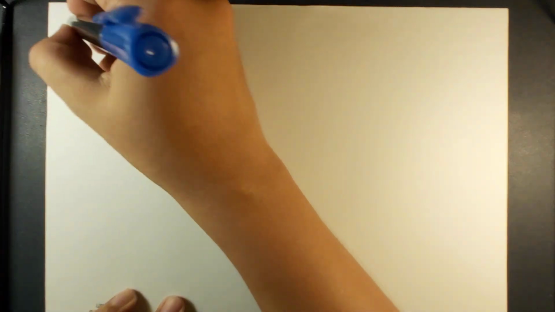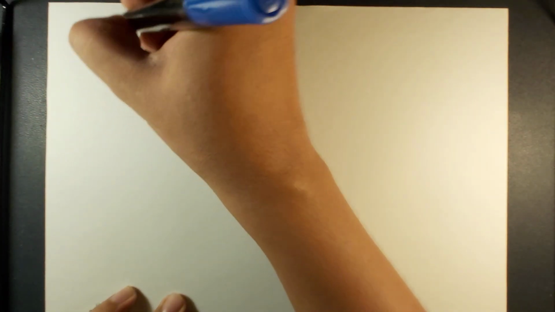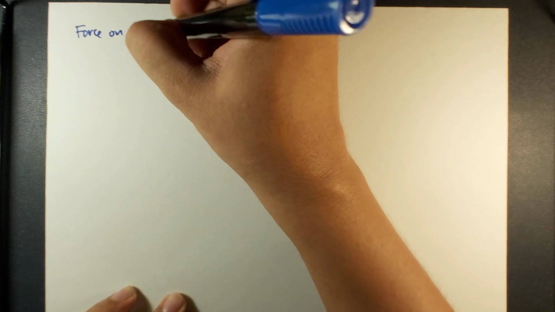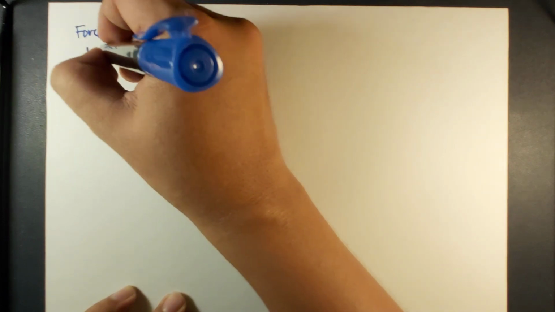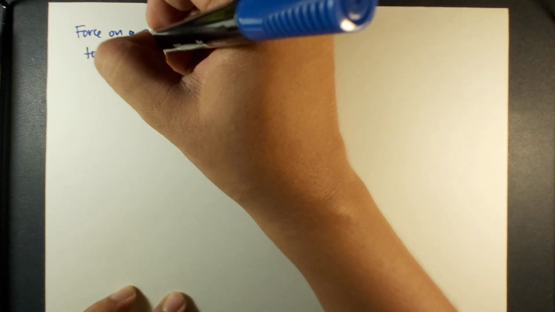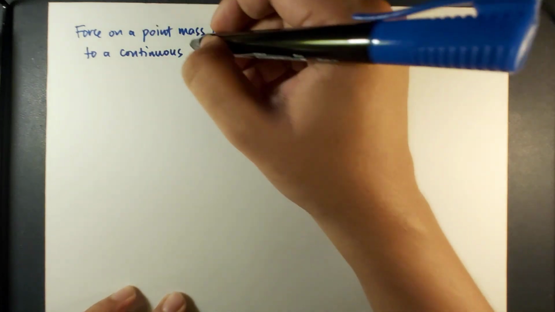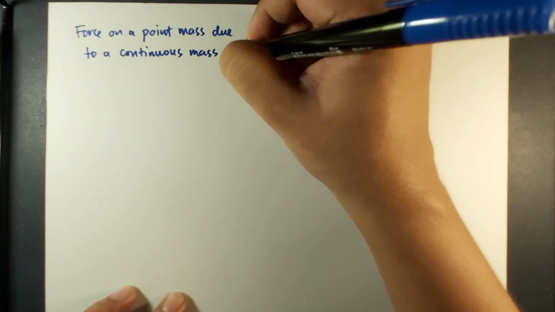Now, that force is the force exerted by a particle with another particle. So what if we want to know the force on a point mass due to a continuous mass distribution?